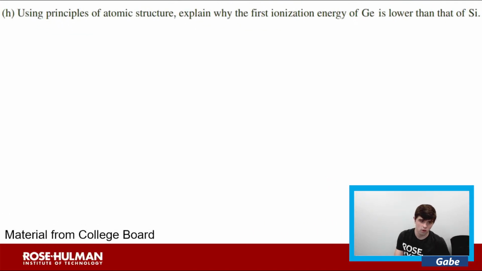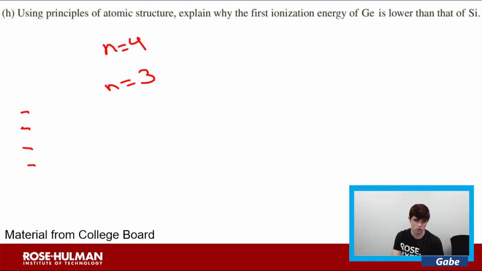All right. Using principles of atomic structure, explain why the first ionization energy of Ge is lower than that of Si. So, when we look at Ge on the periodic table, we know that it has a higher shell, it's in the n equals 4 orbital, and we know that Si is in the n equals 3 orbital. We can look at that by going down the periodic table, looking at our periods, or our rows. So since we have Ge in the n equals 4 orbital, it's going to be much larger.